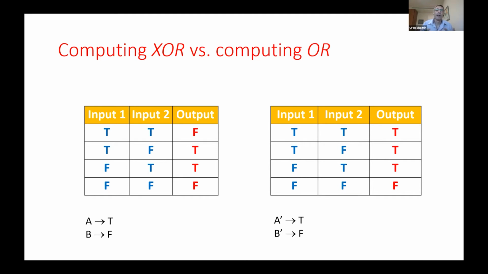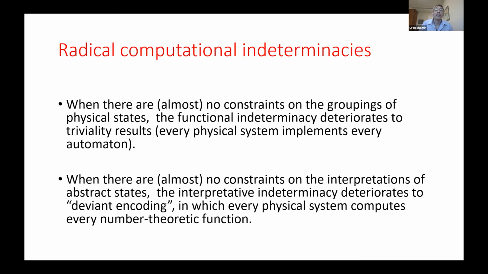And when we talk about a computing system, we put together the two kinds of descriptions, the functional and the interpretative, and then it seems very hard for us to distinguish between the two. Okay, the last point that I want to make, and I think this is still tentative, is that we can use this distinction also to differentiate between two kinds of radical computational indeterminacies that we find in the literature.